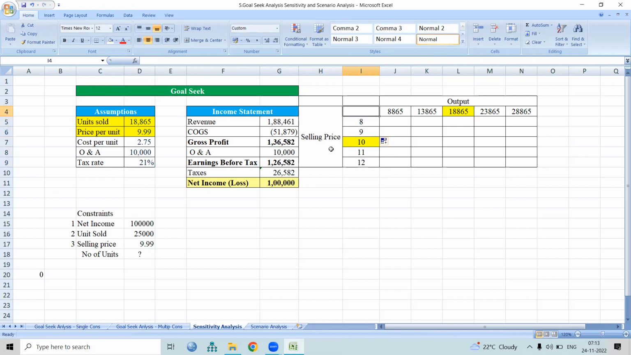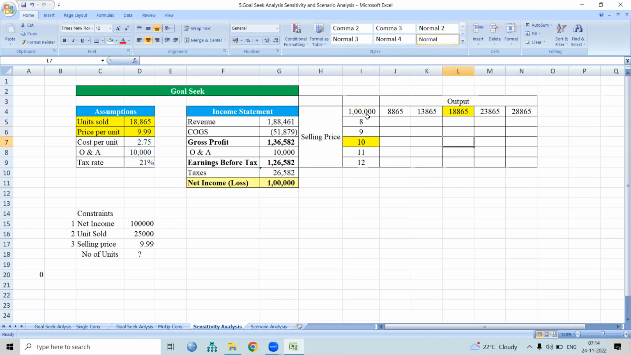Okay. Here in the reference cell I4, we'll put the net income value. Let's say is equal to 1 lakh. That is the value which is there in the G11 cell. Enter. Now the input is ready. So let's generate the sensitivity analysis values.